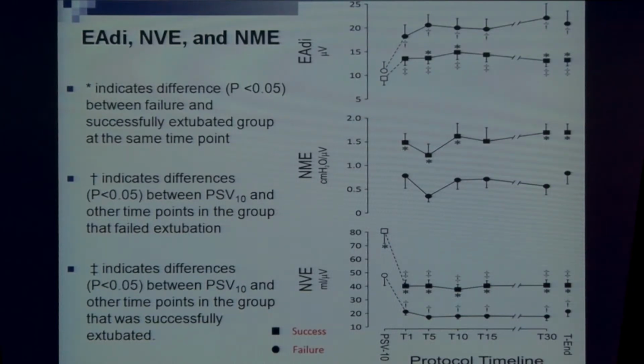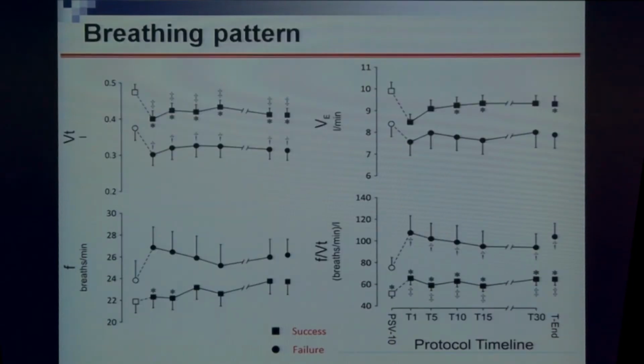And for NVE, when switching from pressure support to CPAP, it decreased immediately in both groups. At each time point during the spontaneous breathing trial, the NVE value in the successful group was much higher than in the failure group. So here is the breathing pattern, and we see the tidal volume with the same pattern. It decreased immediately after the switch to CPAP and then reached a plateau, and the tidal volume in the successful group was higher than in the failure group.